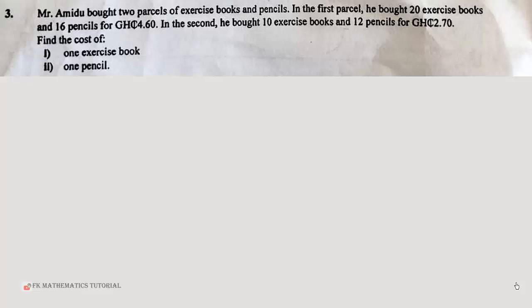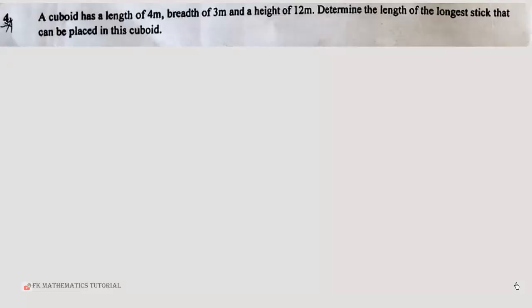on NABPTEX 2023 paper 2. So in the previous video we solved question number 3. So in this video we are going to look at question number 4.